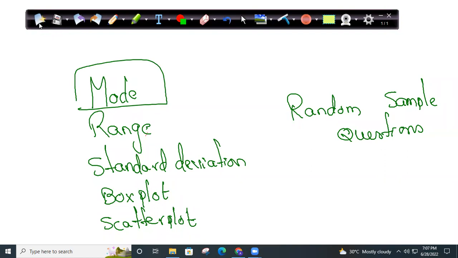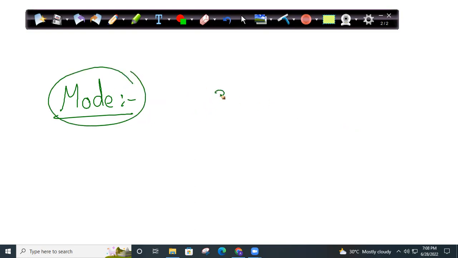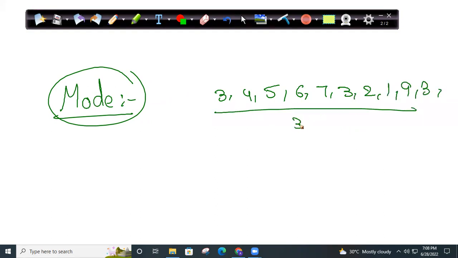I rarely see questions based on mode being asked. Mode is a very simple topic. What is the meaning of mode? It is the number that occurs the most number of times in the given sequence. For example, in 3, 4, 5, 6, 7, 3, 2, 1, 9, 3, clearly the number 3 has come the most times, so the mode is 3. That's it. If you know that concept, you can do any question.